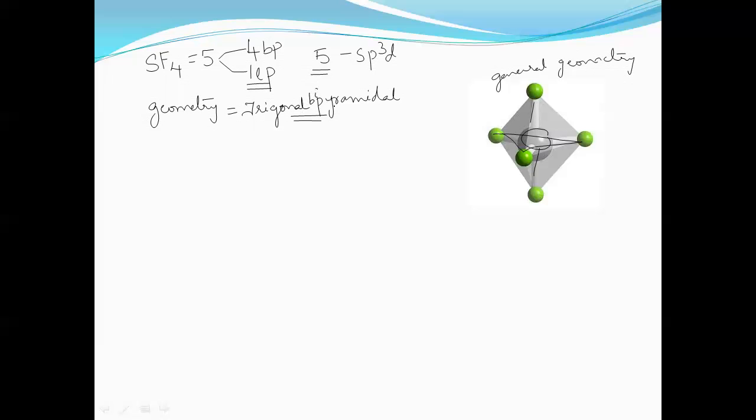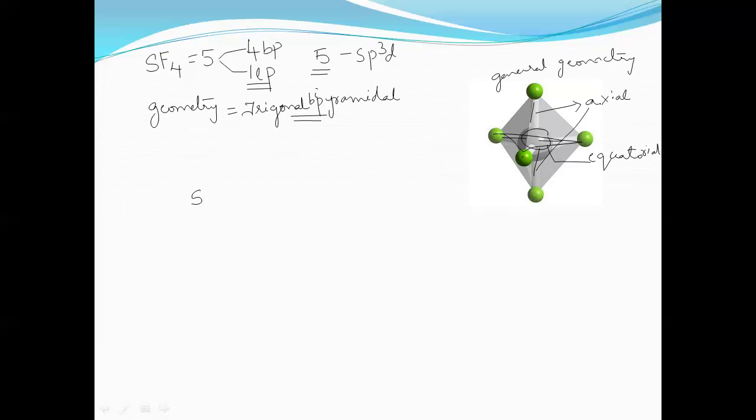Yes, it is bipyramidal because the steric number is 5 here, and we know that there are 4 bond pairs and 1 lone pair around this central sulfur atom. Out of these 4 bond pairs and 1 lone pair, in the general structure of this trigonal bipyramidal, the bonds which are above and below the plane of this triangle are called axial bonds or apical bonds. There are 2 axial bonds in this case, and the 3 which are in the plane of this triangle are called equatorial bonds.